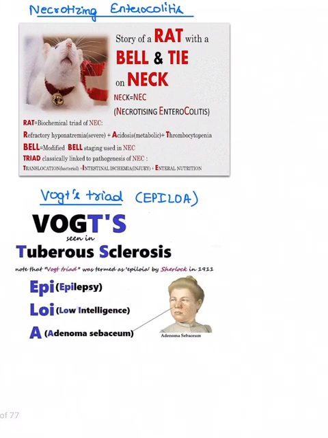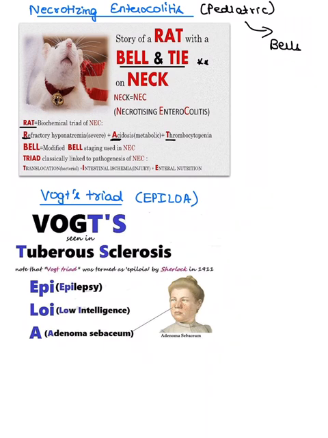Now coming on to the necrotizing enterocolitis. See, you know that necrotizing enterocolitis is a pediatric emergency guys. So this is a pediatric emergency and the staging is known as Bell's staging. So just remember, like, who will tie a bell, okay, on the neck of the rat. Okay, see, RAT is the biochemical triad. R is for refractory hyponatremia, A is for acidosis metabolic, and T is for thrombocytopenia.